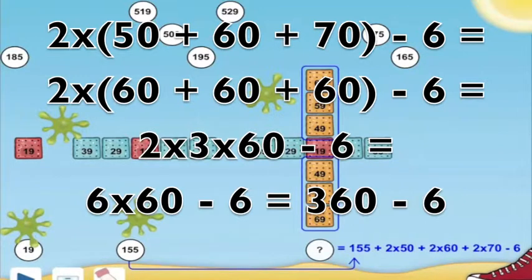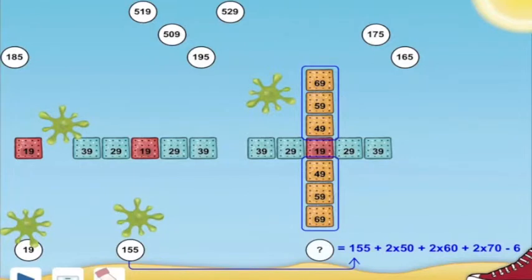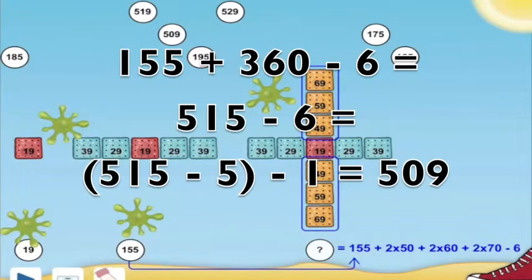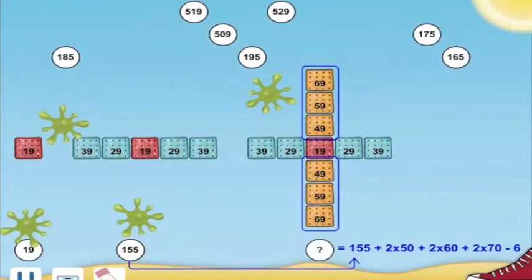6 times 60 is a fairly easy operation to perform. That is 360 minus 6. We're going to go ahead and add the 360 to the previous total and then subtract away the 6. So we have 360 plus 155, which is the total from the previous pattern, and that gives us 515. And now we're going to take away the 6. So 515 minus 6, we can go 5 back, that gets us to 510, and then 1 more gets us to 509. So now we're going to look for the total bubble with 509 to finish our game.